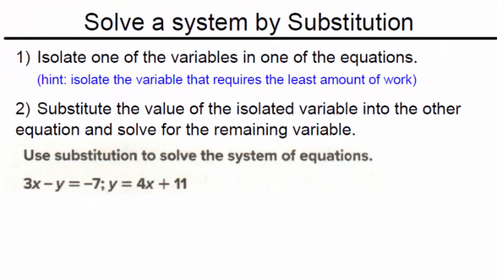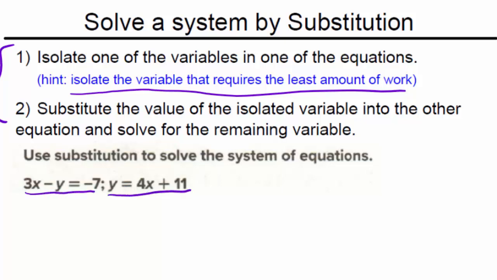All right, so here we're going to solve a system by substitution, and you'll see right here I have two basic steps. Number one, isolate one of the variables in one of the equations. And a little hint here: isolate the variable that requires the least amount of work. Step two then would be to substitute the value of that isolated variable into the other equation and solve for the remaining variable. However, in the two equations that we have, this one here and this one here, one of the variables, y, has already been isolated.